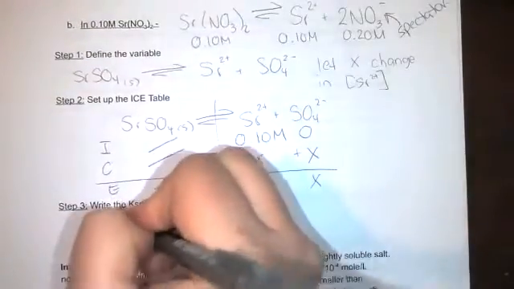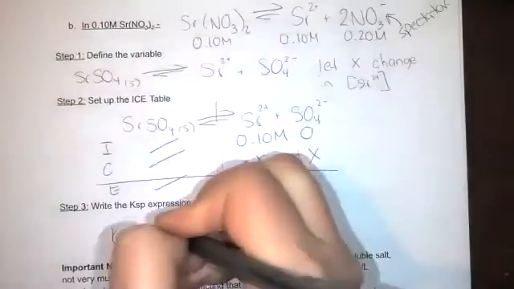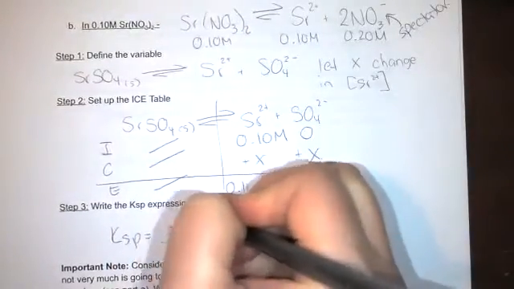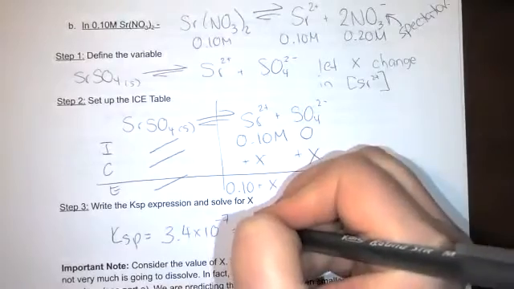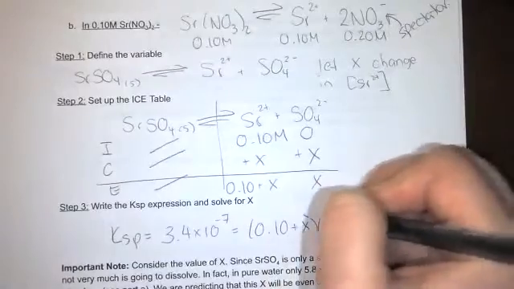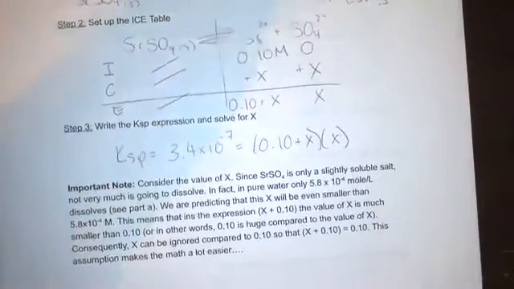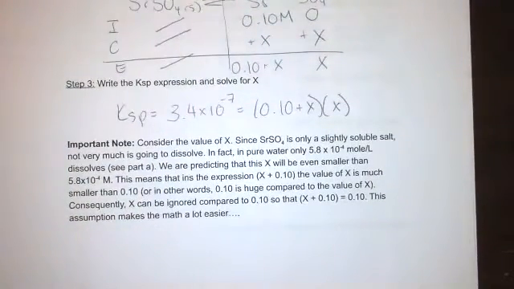So now let's write our Ksp. Our Ksp has not changed. As long as our temperature has stayed the same, our Ksp value is always going to be the same. So it is still 3.4 times 10 to the negative 7. Now I have that this is equal to 0.1 plus X times X. Now this math could get a bit funky. We're not going to actually deal with any quadratics. We're going to find a way to get around this by using what we know about significant figures.